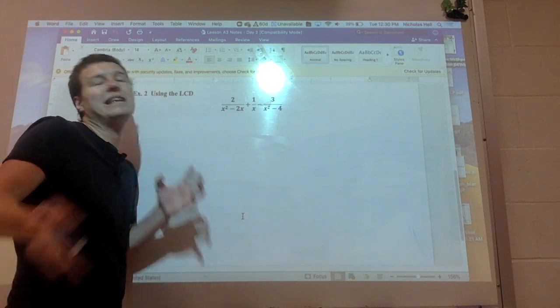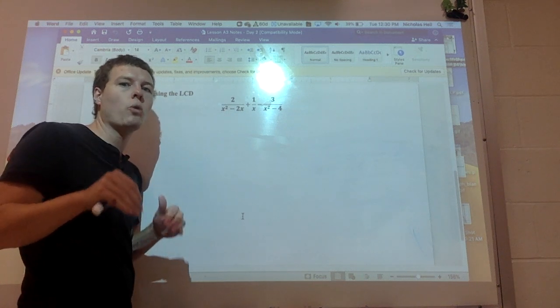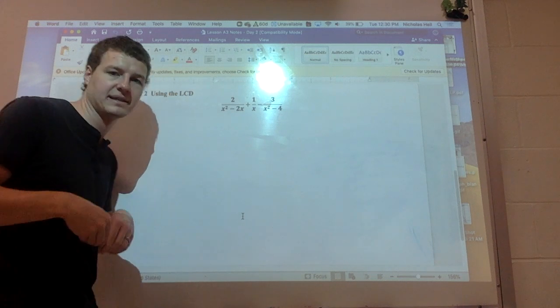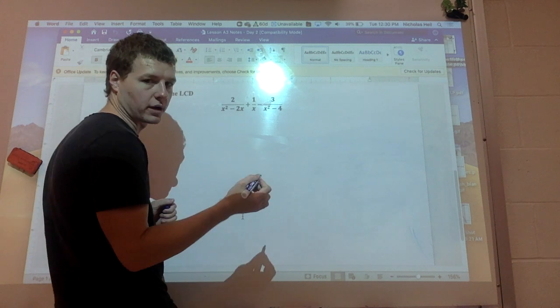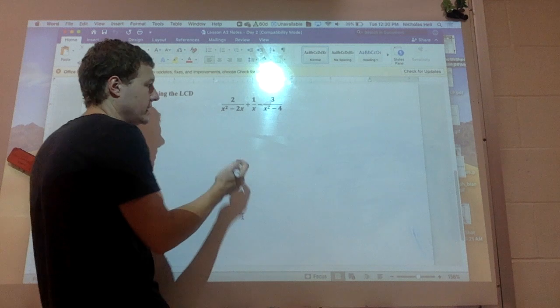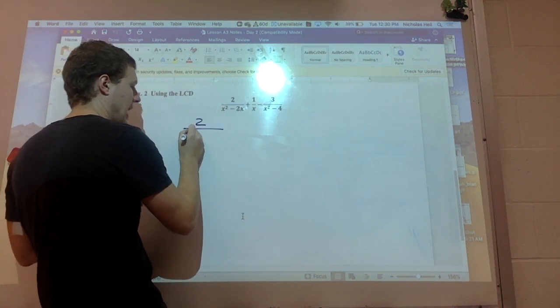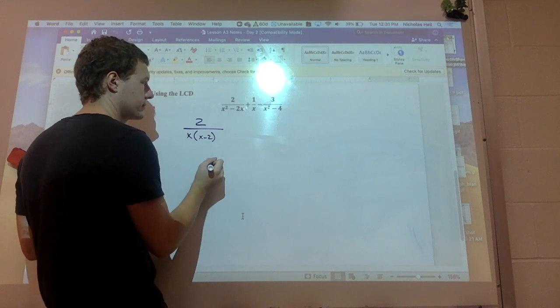However, I'm not going to just keep multiplying by each other all willy-nilly. I can do this so much easier than just multiplying through everything by the same thing. So what I'm going to do is factor it first, see what's common, and then only multiply by what we actually still need. So I'm going to do 2 over, I have a common factor of x, so what's left over is just x minus 2.